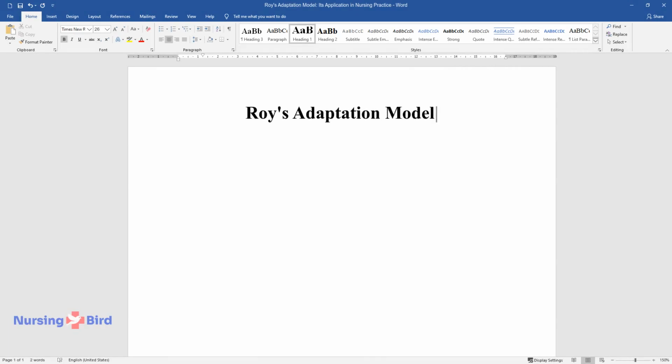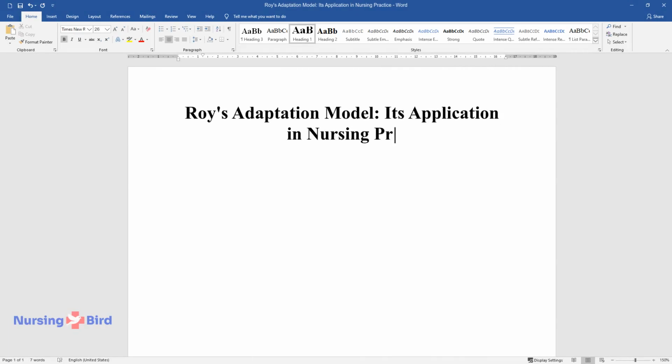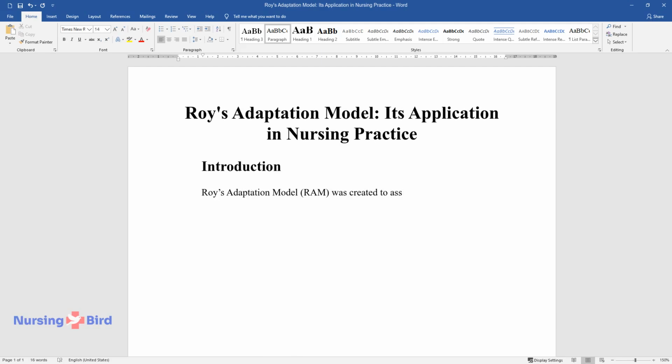Roy's adaptation model, its application in nursing practice. Introduction. Roy's adaptation model, RAM, was created to assist nurses in caregiving for patients.